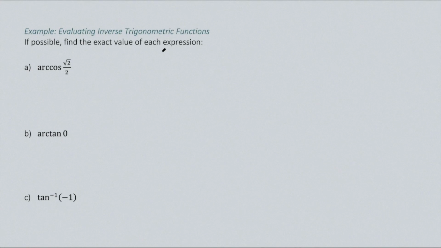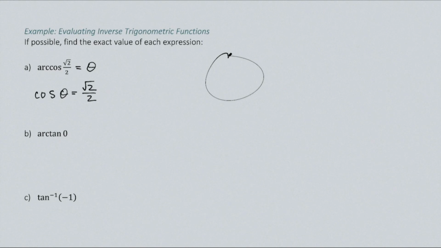If possible, find the exact value of each expression. The arccosine of √2/2. When we see an arc trig function or an inverse trig function, we should think this is equal to an angle. And this means that the cosine of that angle is equal to √2/2.